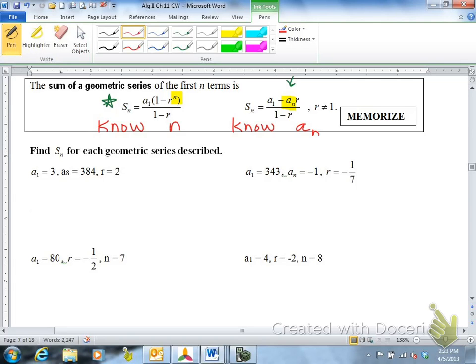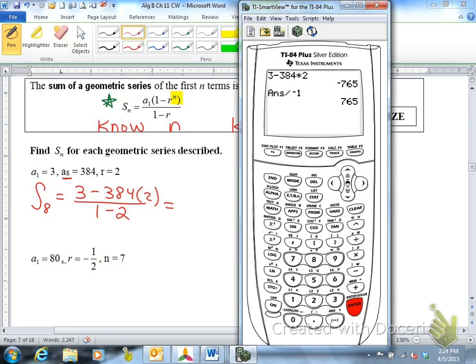So for the first example we have, notice we're given the last term, a sub 8. So we'll use the second formula, the last term, a sub 8. So the sum of 8 terms equals 3 minus 384 times 2 divided by 1 minus 2. And see if you can type that correctly into your calculator. That's a pretty easy one. They'll get more difficult as we go along. So you get positive 765.